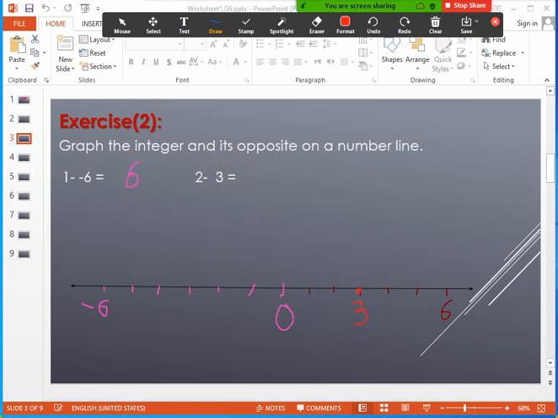What is the opposite of 3, Tolin? What is the opposite of 3? -3. Very good. The same number with the opposite sign. -3 will be on the right side or on the left side of 0?